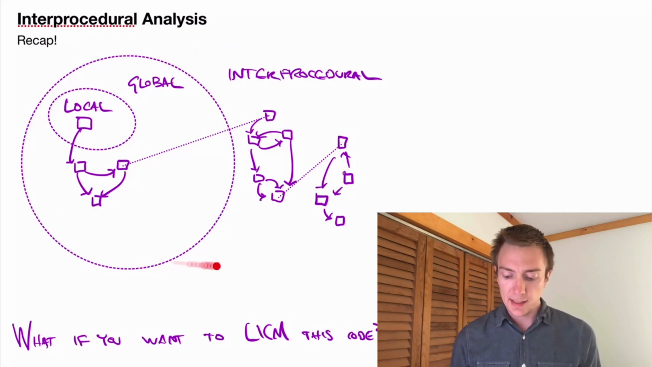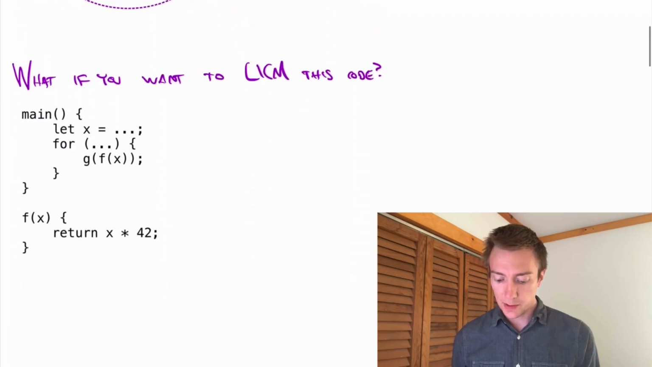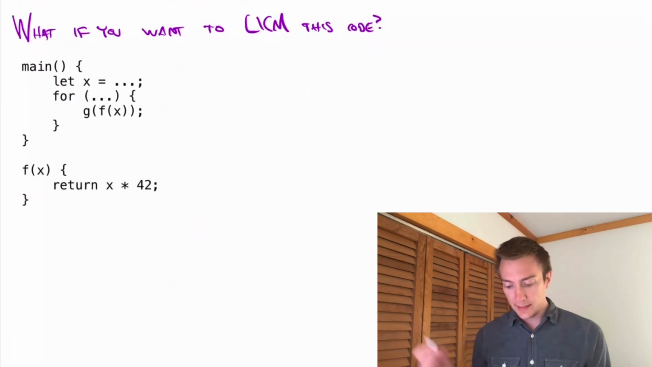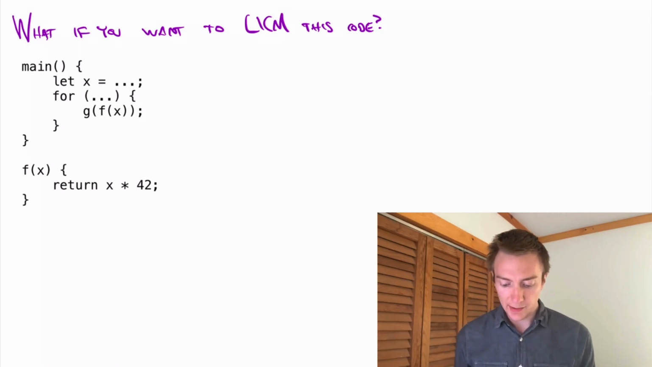Interprocedural optimization is the next level beyond that, and that's when you're looking at multiple functions and have to be sensitive to the calls that happen between them. To motivate why we sometimes need some sort of interprocedural reasoning, consider this function. This is in some sort of pseudocode. You can imagine this compiling to Bril.